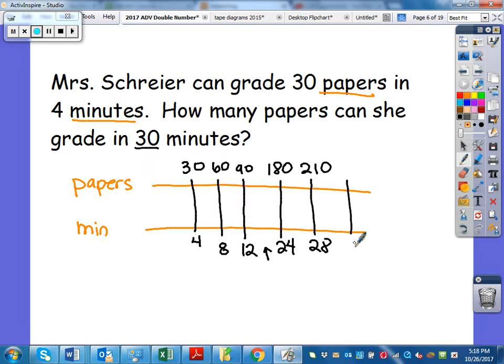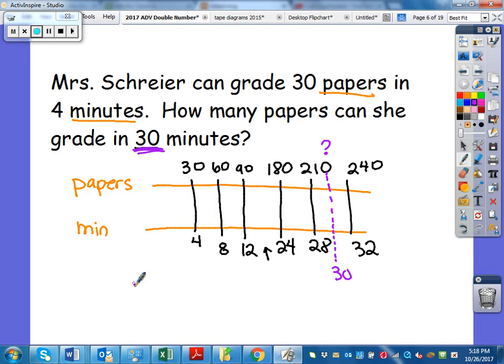But if I count by 4, oh no, I get to 32 minutes. But I didn't want to get to 32 minutes. I only wanted to get to 30 minutes. I need to figure out how many papers Ms. Schreier can grade in just 30 minutes. So from here, I know my answer has to be between 210 and 240.